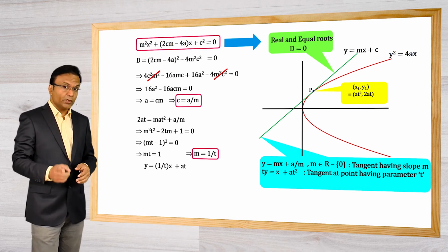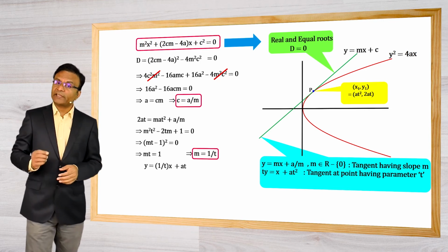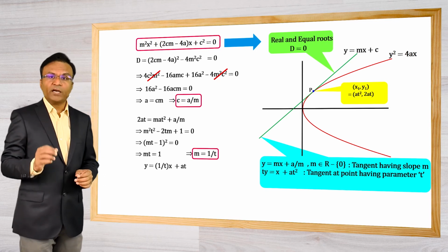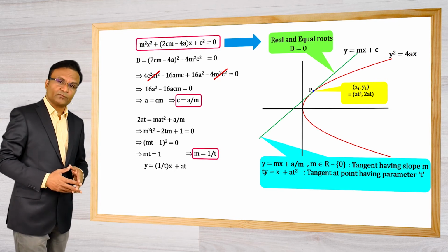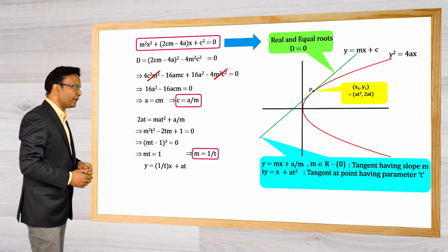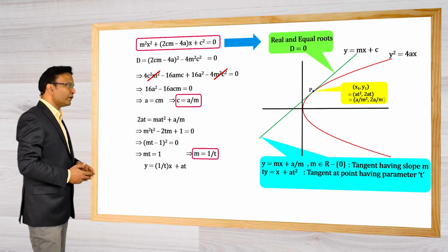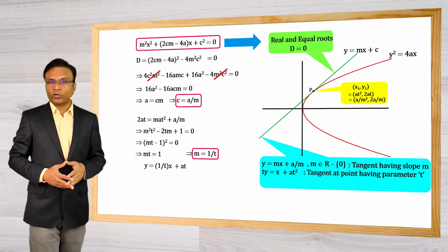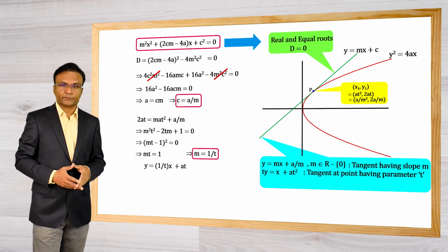Okay, the slope of this tangent is 1 upon t. Remember, for the parabola y square is equal to 4ax, the slope of tangent at any point whose parameter is t is 1 upon t. Now the value of t is 1 upon m. So this point of contact P becomes a upon m square comma 2a upon m. So we got the point of contact in terms of the slope of the tangent.